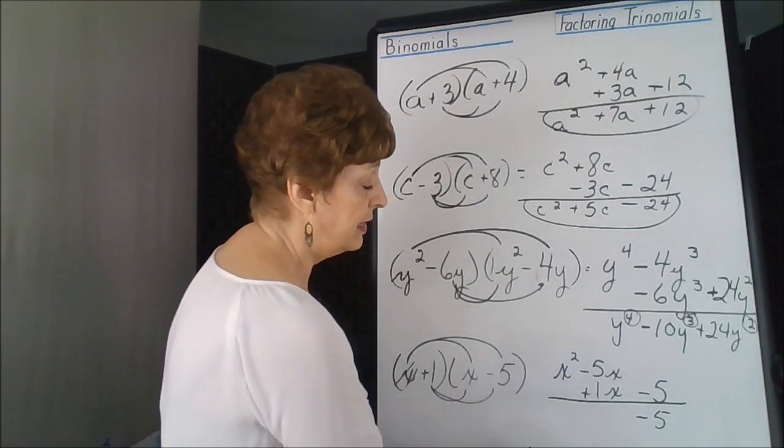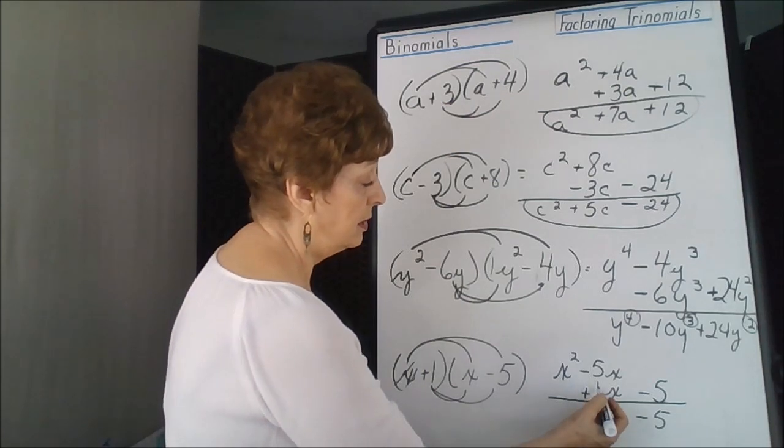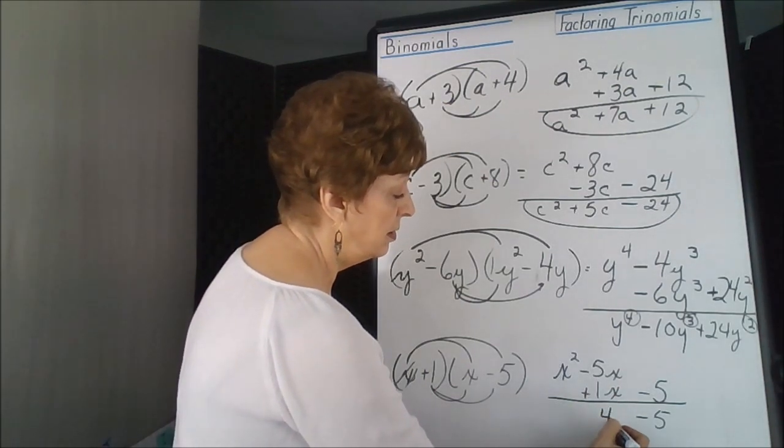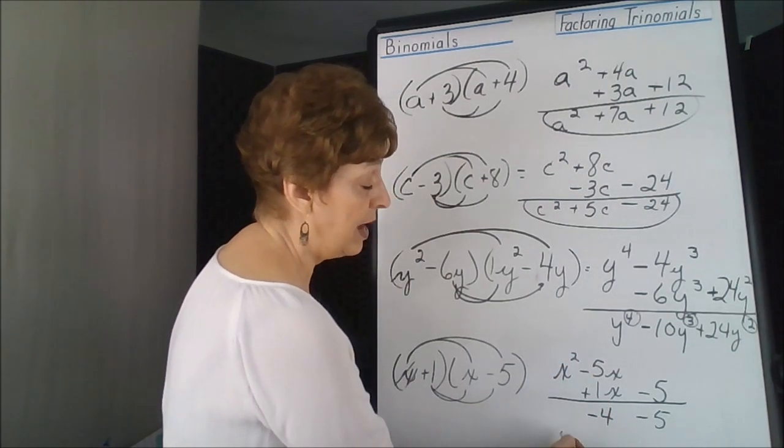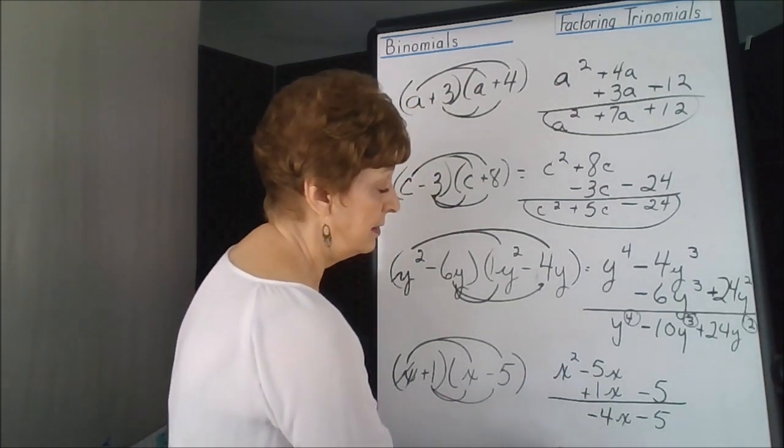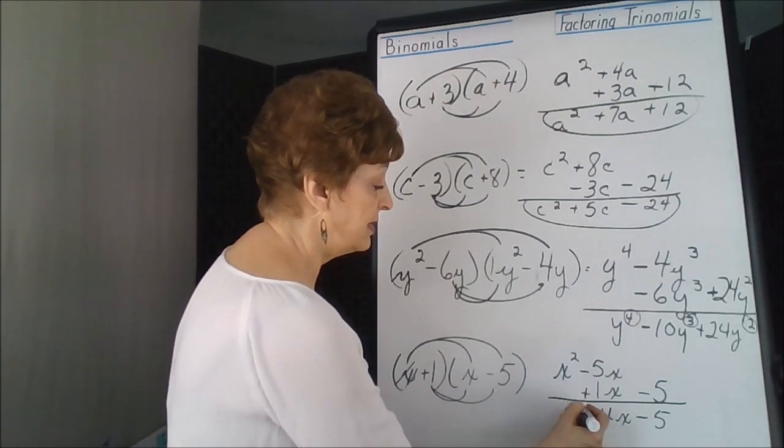Positive and a negative. We're going to need to subtract the numbers. 5 take away 1 is 4. The bigger numeral is 5. Negative, I'm copying the sign, x. And then just drop this one into position.